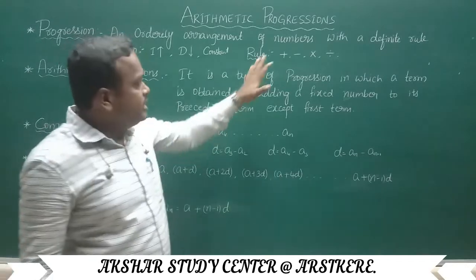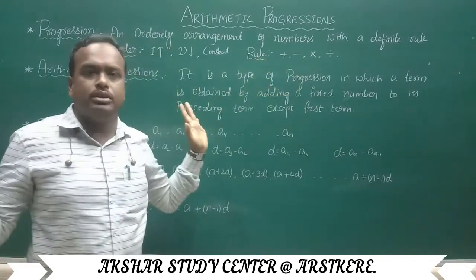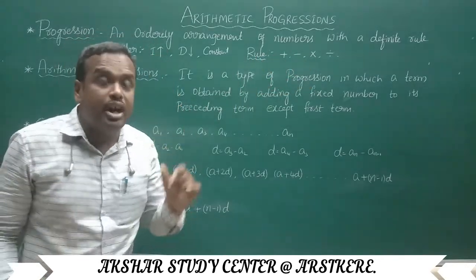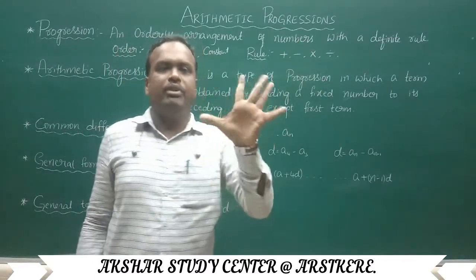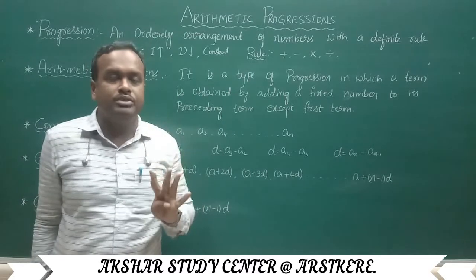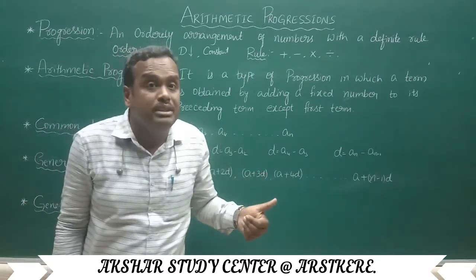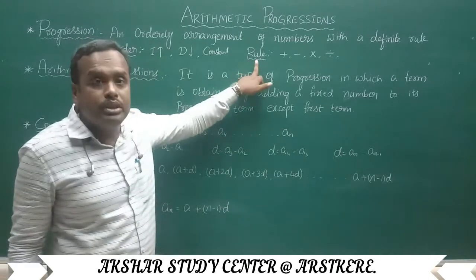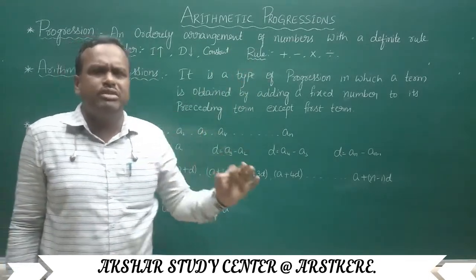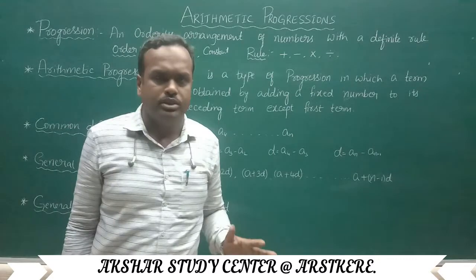Okay children, if any of these is followed, we can say it follows a rule. But each and every number should follow the same rule. For example, if 5 numbers are there and the first 4 numbers follow it and the last number doesn't, it doesn't follow a rule. That means the condition is that each and every number should follow the rule.